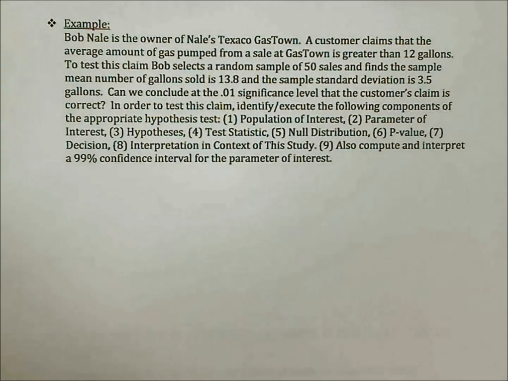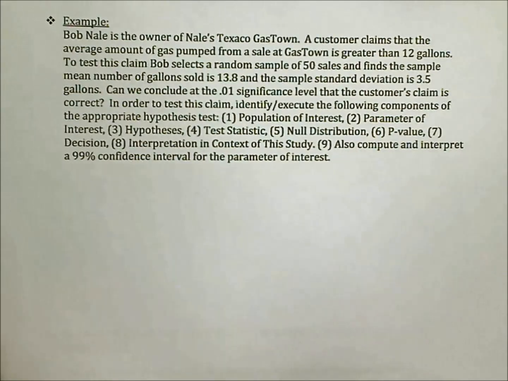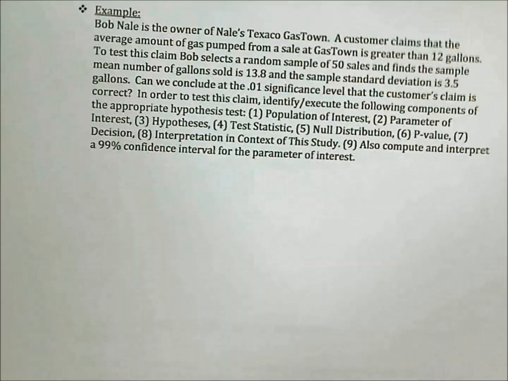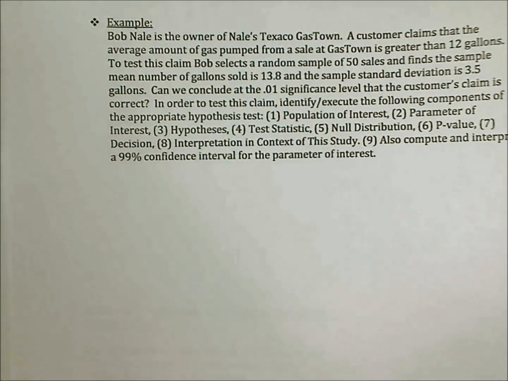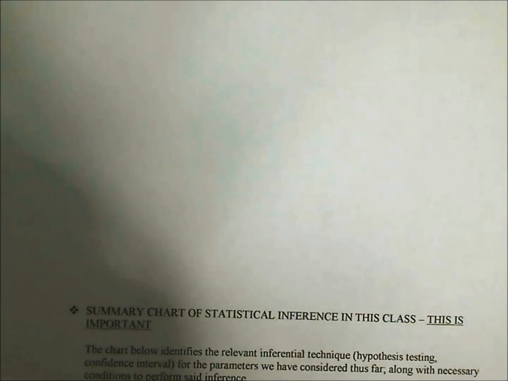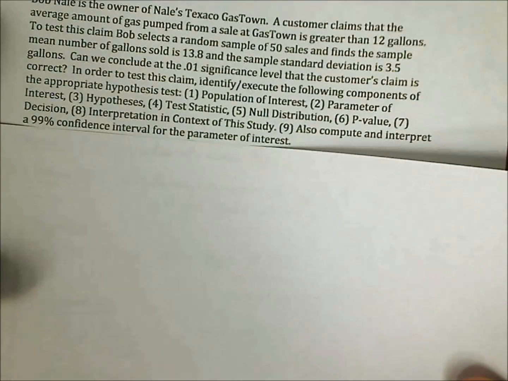In order to test this claim, let's identify and execute the following components of the appropriate hypothesis test. So there's the usual pieces that we want in steps 1 through 8, and then also in step 9, let's compute and interpret a confidence interval. Okay, so I have worked this out, and I'm going to reveal the steps to you one at a time. You may want to make use of the pause button on your computer or whatever you're watching this with as you need to.